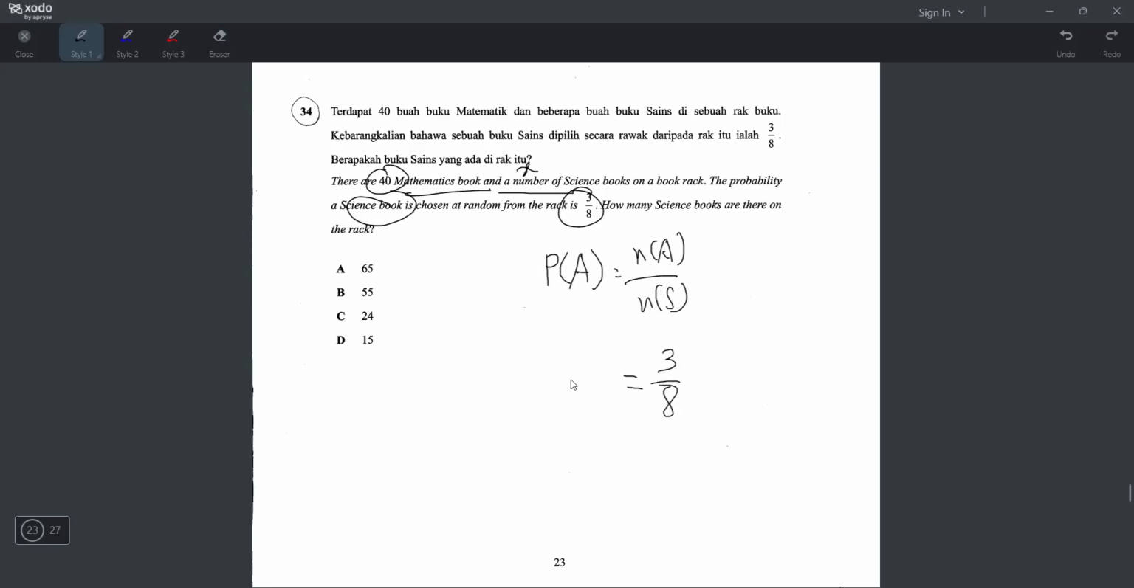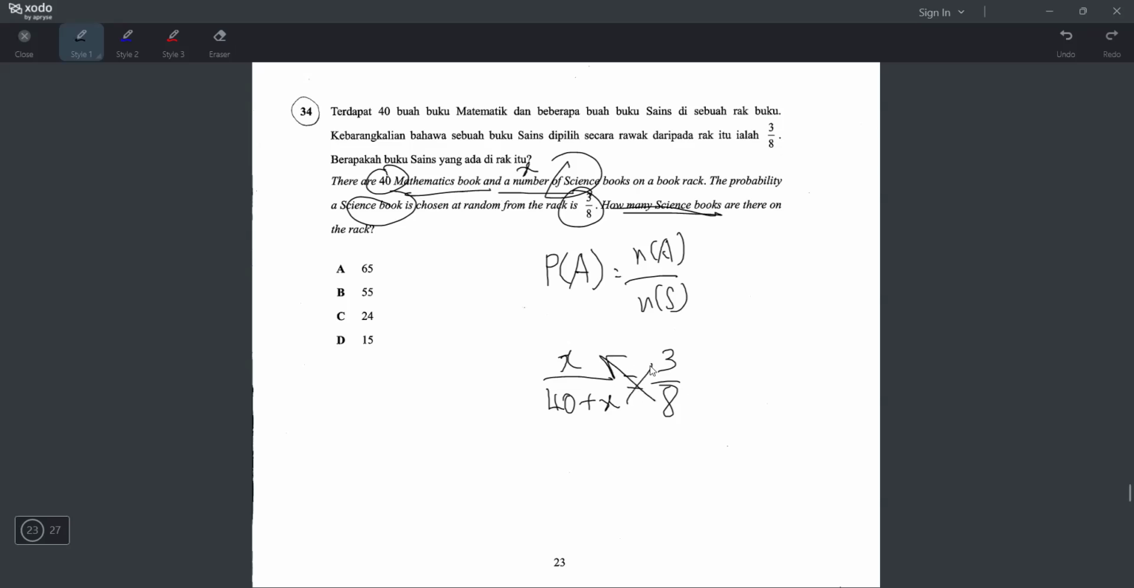So 3 over 8, right? But we all know the number of science books we don't know, X. So make it X. And then the total we also don't know, but it is 40 plus X. So now we can cross multiply to find X, right? And after we find X, that's the answer. Because X is the number of science books, right? And the question also asks for how many science books.